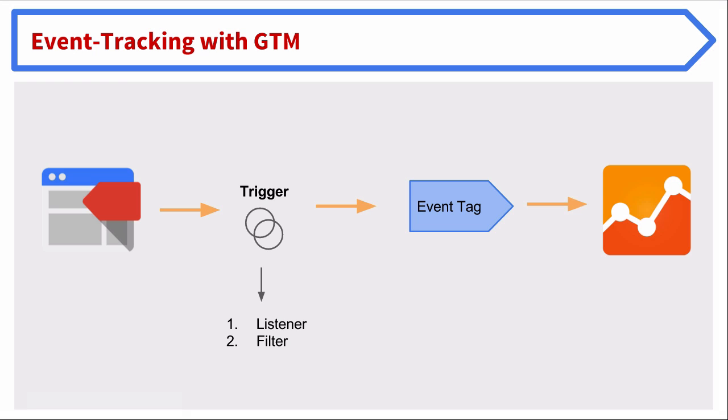And what Google Tag Manager does is deploy a trigger which listens to the different interactions that we have on our page, filters down on the ones that we want to be sending an event in, and then releasing an event tag to Google Analytics, which we then can see in our event reports.